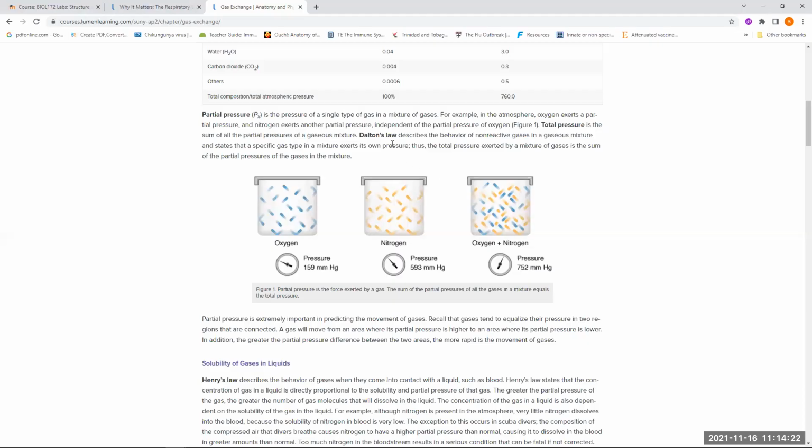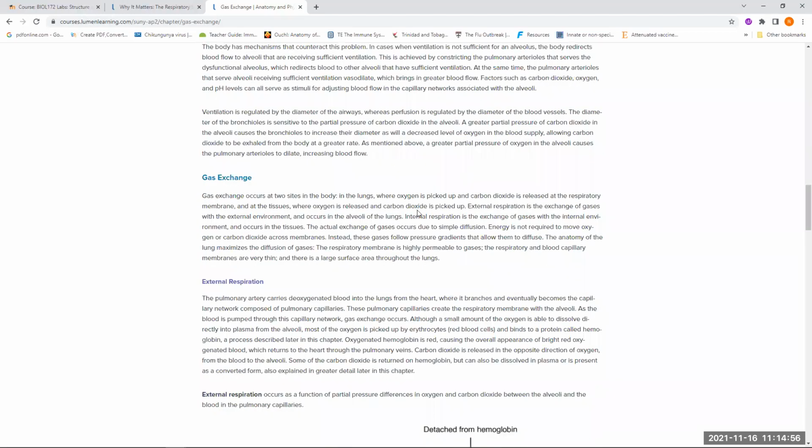And this taps into Dalton's law, right? So Dalton's law, which describes the behavior of non-reactive gases in a mixture, says that a gas type exerts its own pressure. That is, the total pressure exerted by a mixture is the sum of the partial pressures. So therefore, this phenomenon is due to Dalton's law. Do we specifically have to quote Dalton's law for biological purposes? Absolutely not. It's just good to appreciate the rationale behind this whole concept of partial pressures. Now, let's have a little move down.